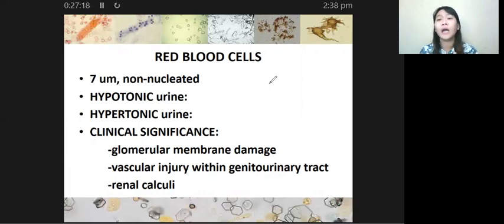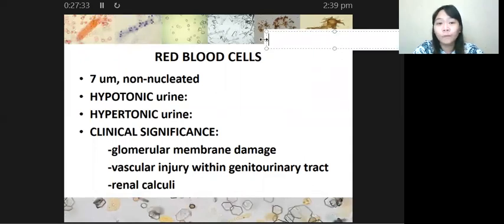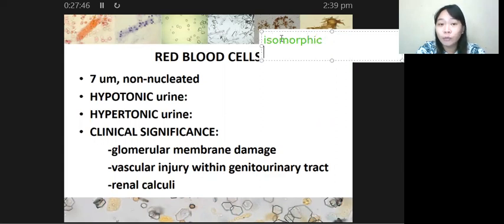So actually, when it comes to morphology of your red blood cells, okay, there are two adjectives that we can use in order to describe the morphology of your red blood cells. Okay, so ano yung dalawang adjectives na yan? So first, we have your isomorphic. Okay, we have isomorphic, and then the other one is dysmorphic.